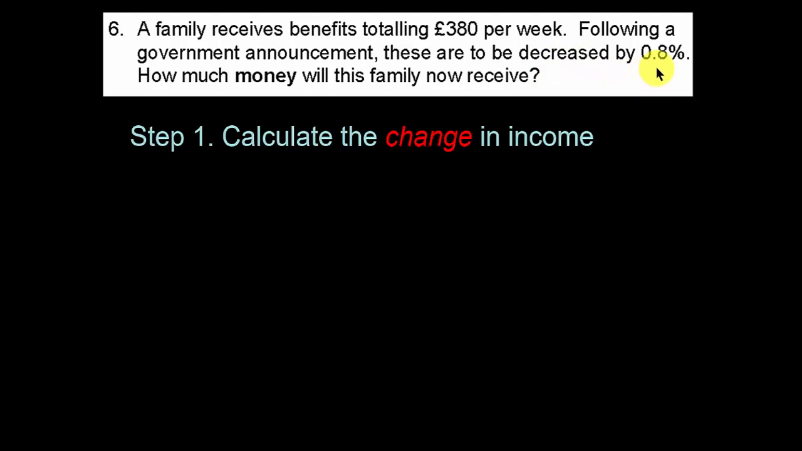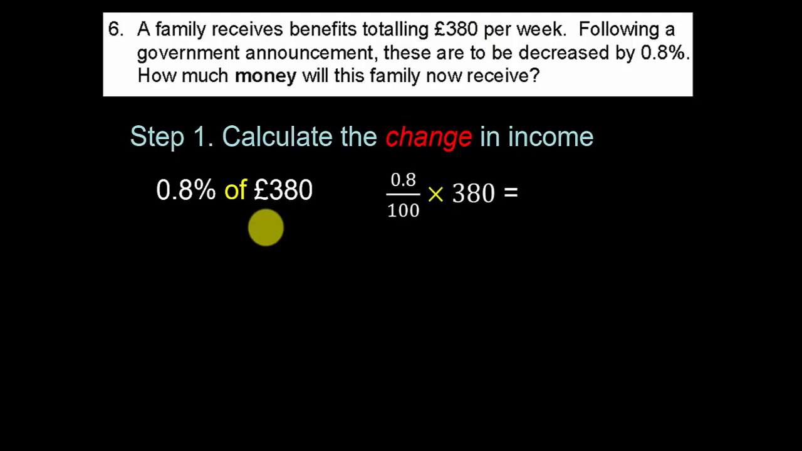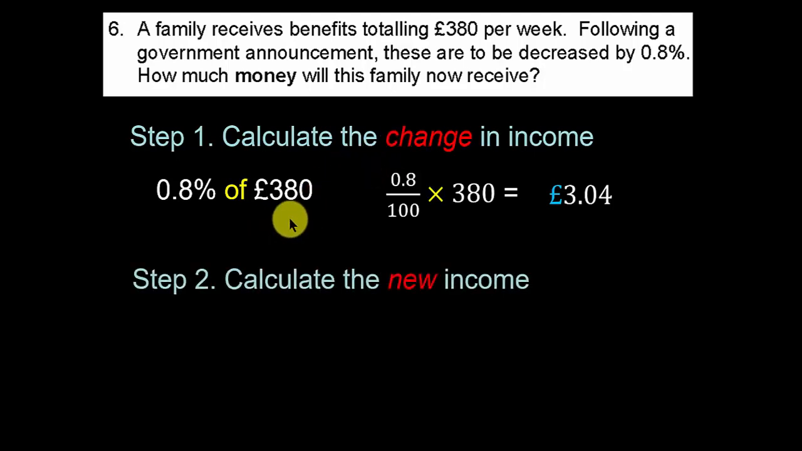Now, the change in income, we need to work out 0.8% of £380. I turn that 0.8% into a fraction, 0.8 over 100, and that word of becomes a times. So the calculation we must perform with the calculator is 0.8 over 100 times 380, and that is 0.8 divide 100 times 380 gives us 3.04, and of course it's £3.04 written with the units. That's our change.